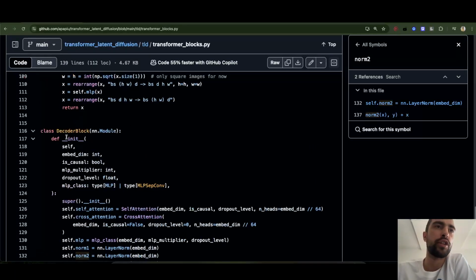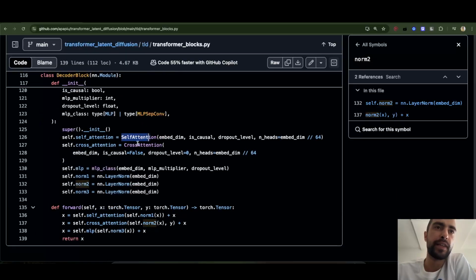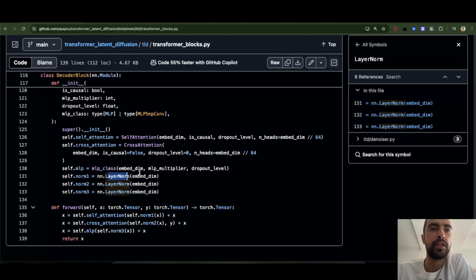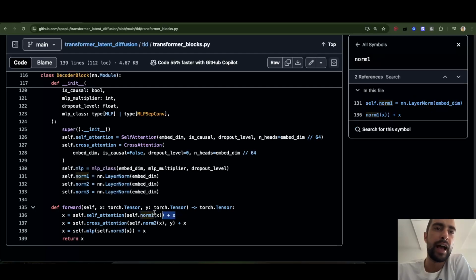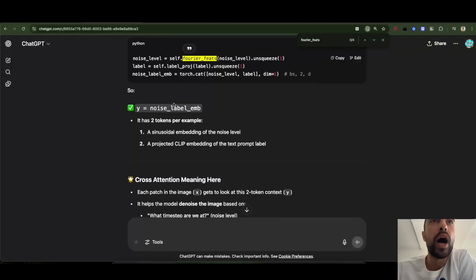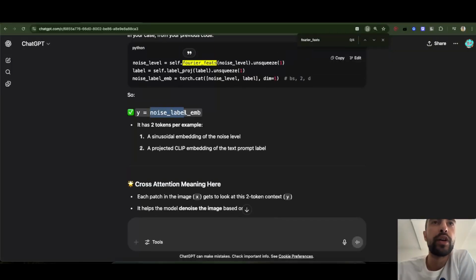Then if we look at decoder block, this will just unify self-attention, cross-attention, MLP class, all of it. And we have some layer normalizations. So self-attention will pass input X through normalization and residual connection after the self-attention. Same for cross-attention, but in cross-attention we will do X input and Y. So Y, we can see here, Y is noise level embedding. So noise level, we're gonna get the noise level.